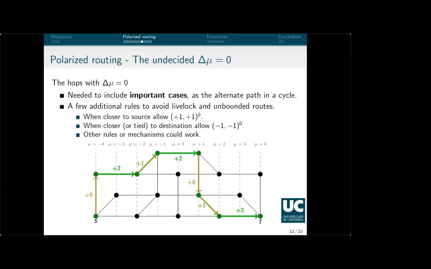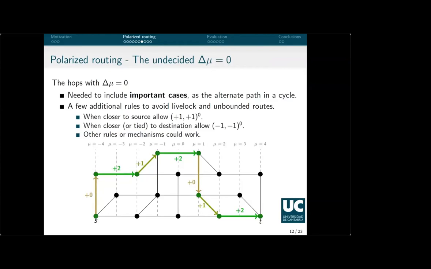We decide to break cyclic dependency by allowing these links to get away from the source when closer to it, and to get closer to the destination when closer to it. That is, we forbid links that approach both when closer to the source, and we forbid links that depart from both when the packet is already closer to the destination.